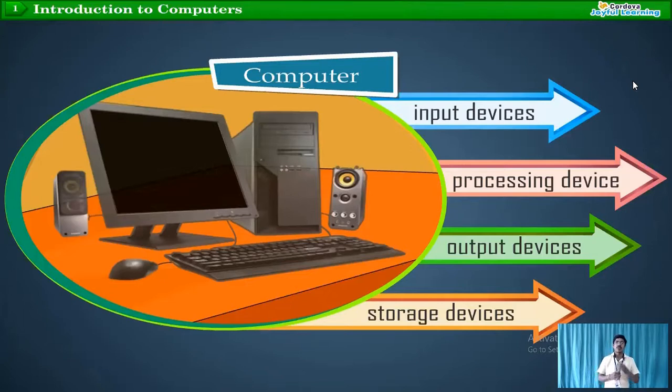And at last, the fourth one is storage device. For example, your hard disk in your CPU box. That hard disk is divided into 3 or 4 drives: C drive, D drive, E drive, F drive. In C drive we can install the operating system and we can use that operating system to work on that computer. Now see one by one.